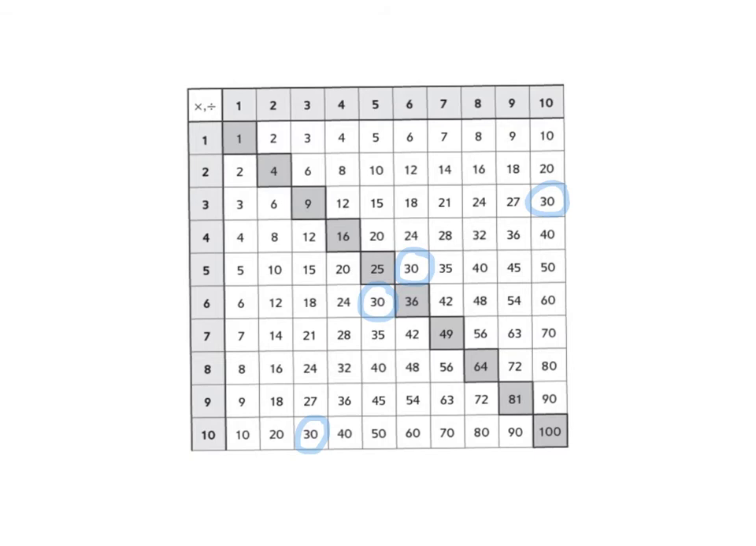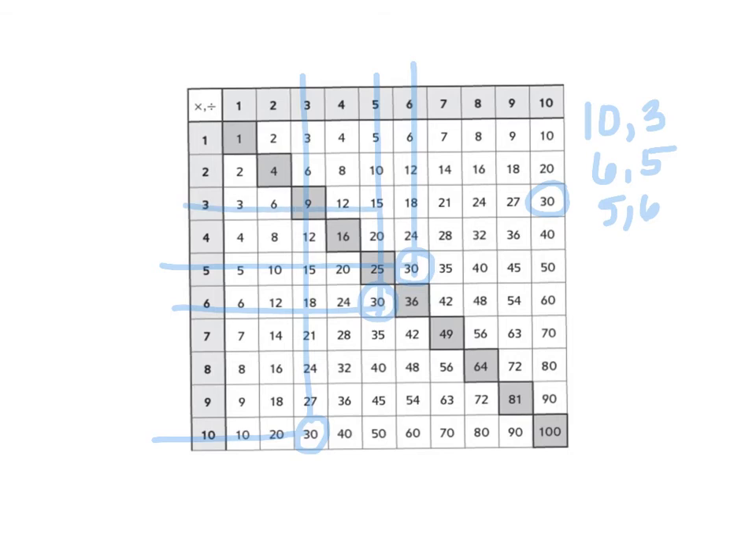So then I figure out, how did I find those? Well, I did 10 and 3. And then I have 6 and 5. And then I have 5 and 6, and then I have 3 and 10.